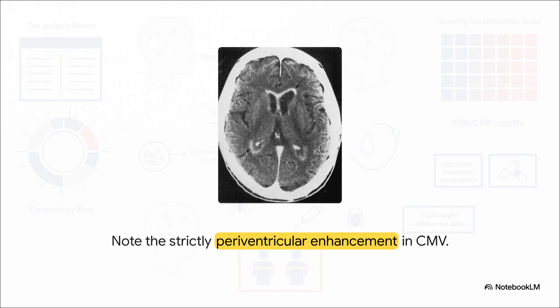These calcifications literally hug the margins of the lateral ventricles, resulting from subependymal necrosis. That is the distinct, undeniable signature of CMV. Toxoplasmosis, conversely, scatters diffuse parenchymal calcifications completely throughout the cortex and the basal ganglia. Generalized scatter versus a periventricular cluster. Do not confuse the two.